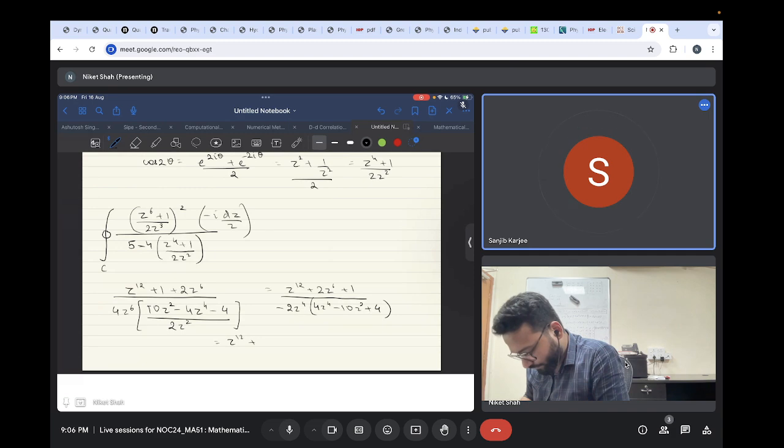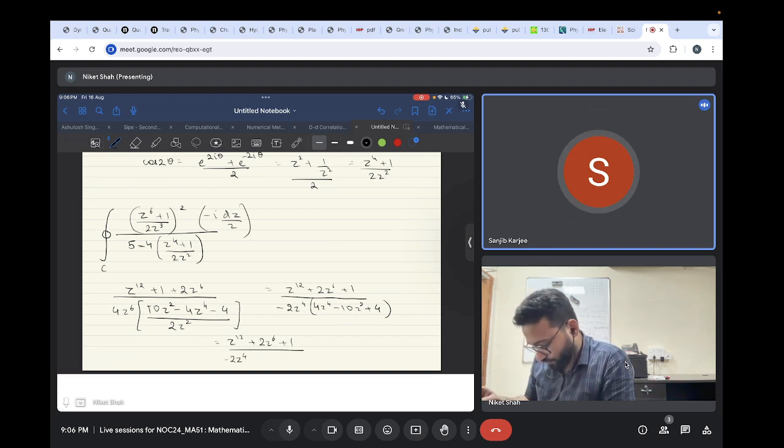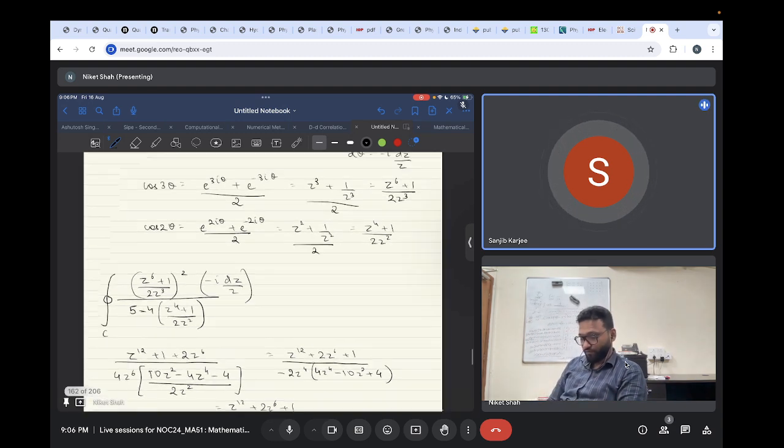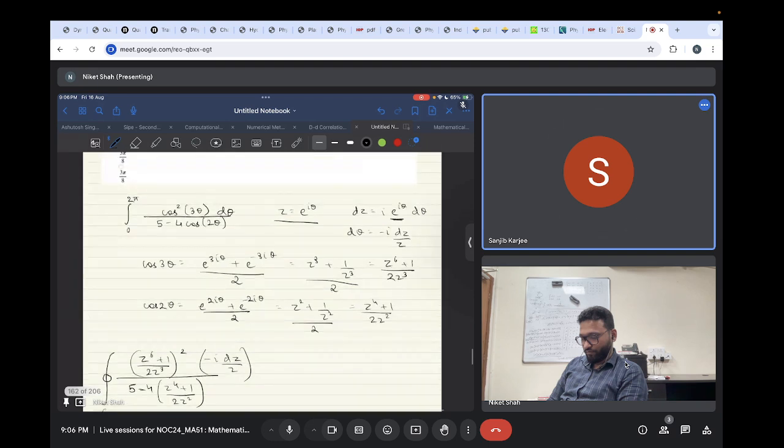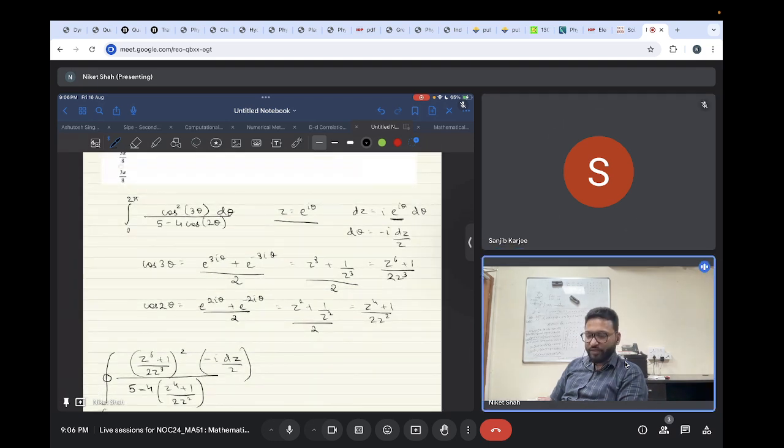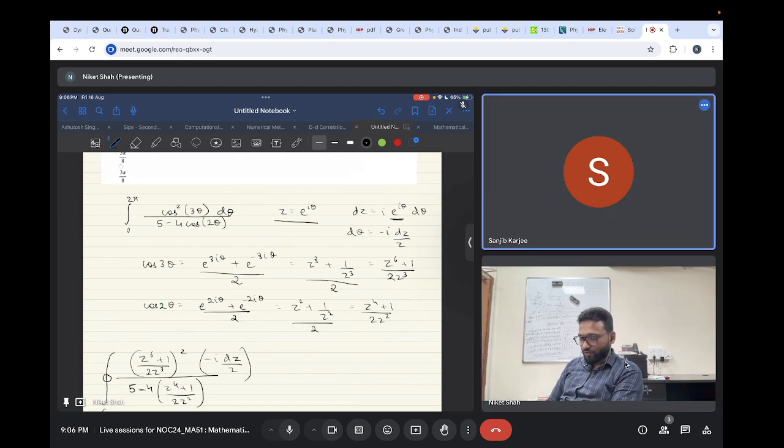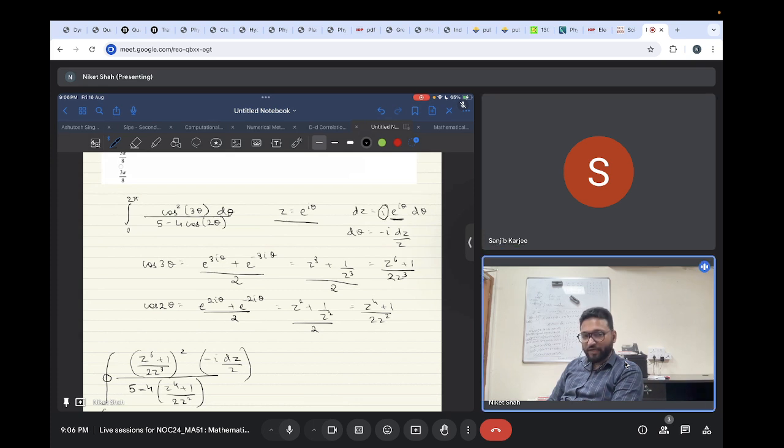Yeah, tell me. It should be plus i dz by z. That's what you think? Yeah, so here I have an i on the right hand side. Can you see that? If I take it down to the denominator, I get dz upon iz. i is in the denominator. When I take i to the numerator, it becomes minus i.